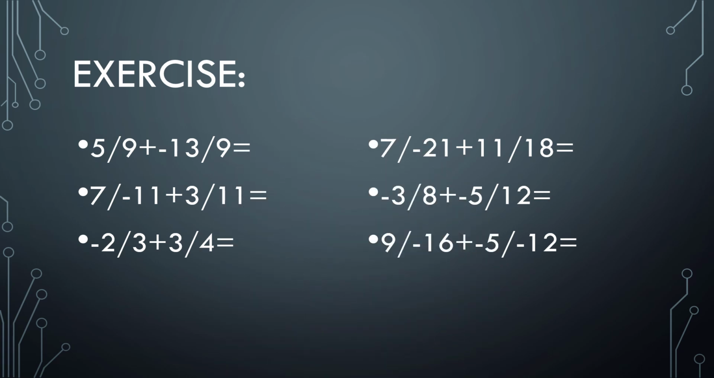Exercise: 5 by 9 plus minus 13 by 9. 7 by minus 11 plus 3 by 11. Minus 2 by 3 plus 3 by 4. 7 by minus 12 plus 11 by 18. Minus 3 by 8 plus minus 5 by 12. 9 by minus 16 plus minus 5 by minus 12. These are the sums.